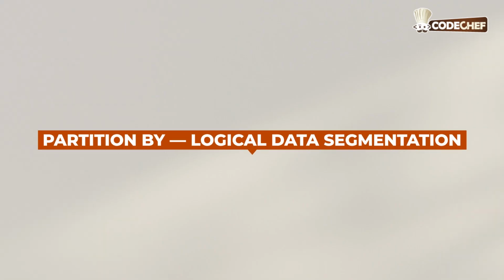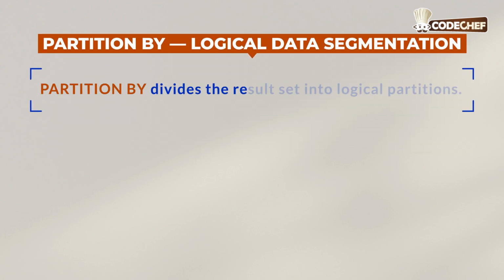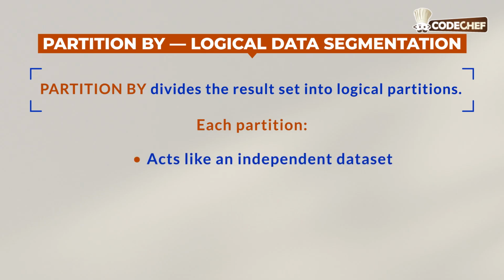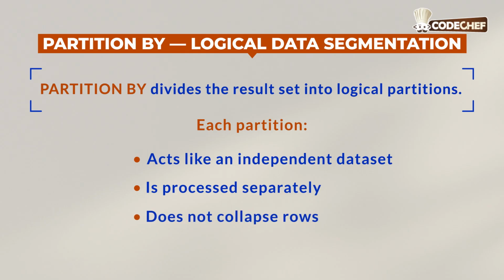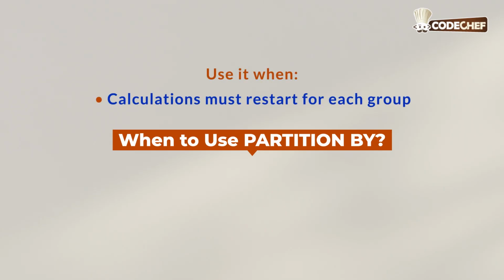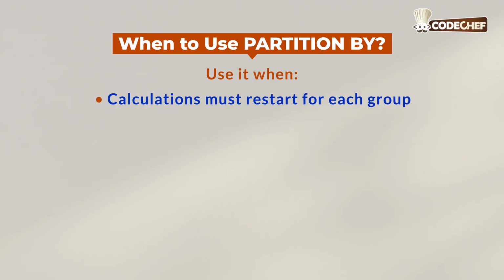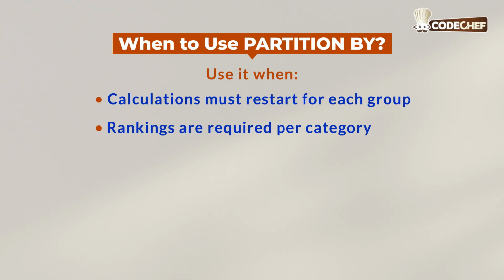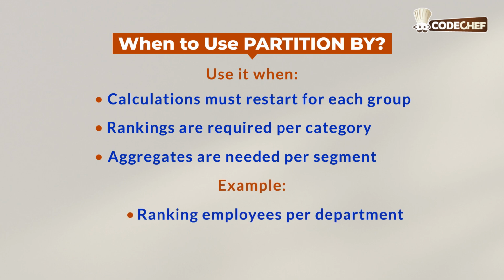PARTITION BY. It refers to logical data segmentation. PARTITION BY divides the result set into logical partitions, where each partition acts like an independent data set. Each partition is processed separately and does not collapse rows. When to use PARTITION BY? It is used when calculations must restart for each group, rankings are required per category, and aggregates are needed per segment. For example, ranking employees per department.